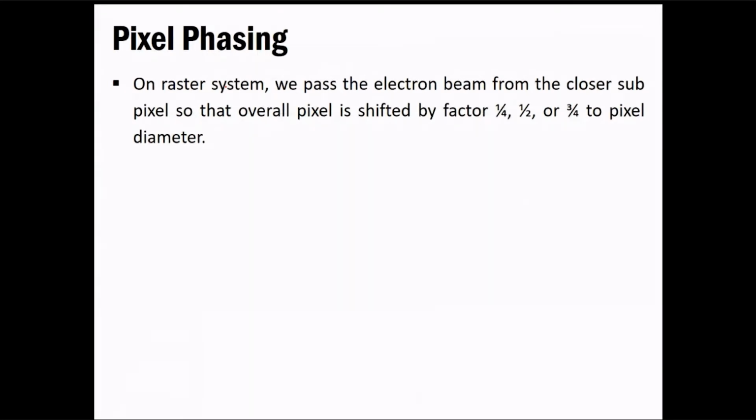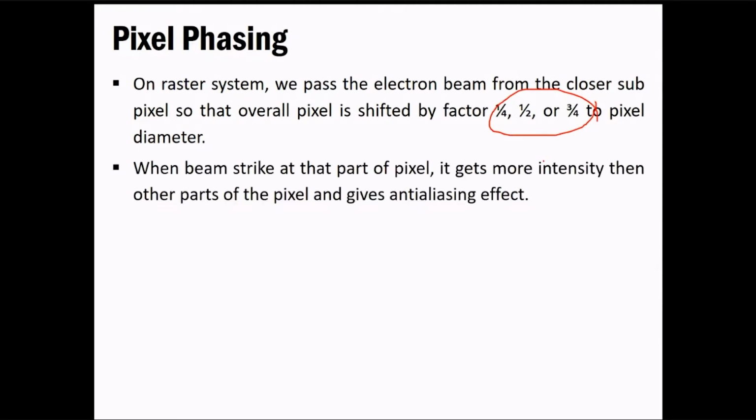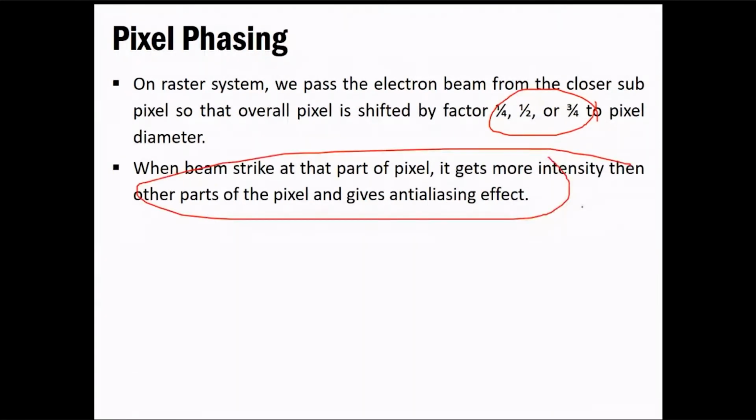So the overall pixel is shifted by this many values relative to the pixel diameter, and our electron gun will move in this manner only. In this way we can get more intensity than the other part of the pixel, and that gives us the anti-aliasing effect. Obviously, if you have one value, that is 1, and instead of illuminating 1 in this method you illuminate 0.6 intensity for that sub-pixel, you'd have a much better effect compared to the pixelated one.